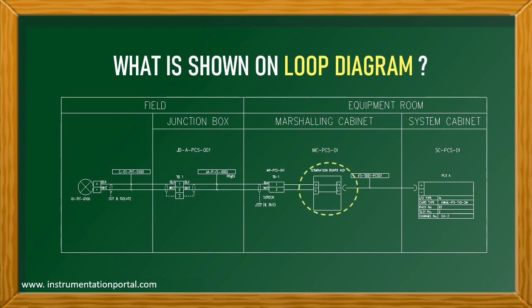Termination board or field terminal assembly, FTA. Control system details, such as controller number, I/O type, rack number, slot number, and I/O channel. Loop diagram also clearly indicates the location of each equipment by means of borderline as a limit. Next, we will discuss how this information is obtained.